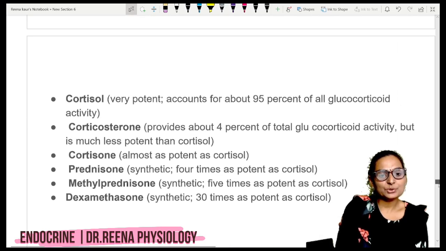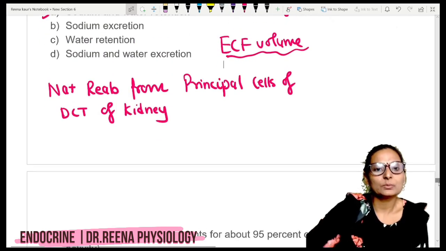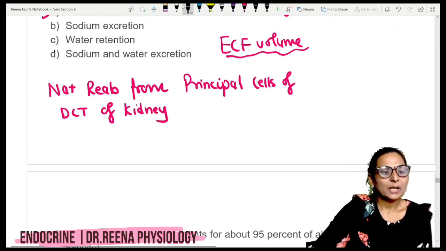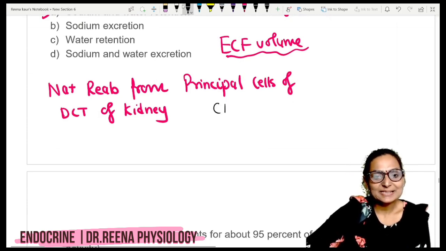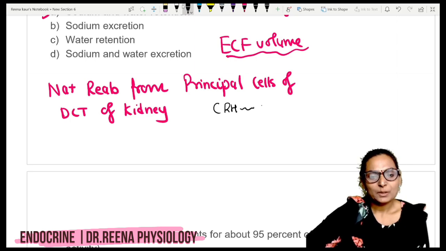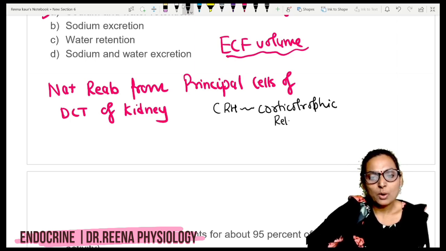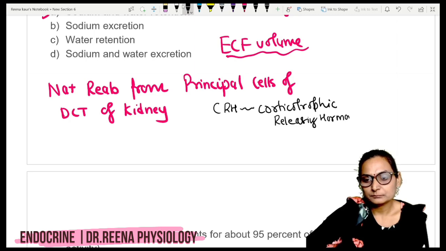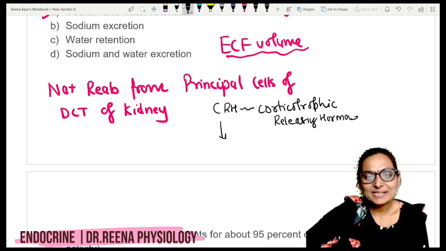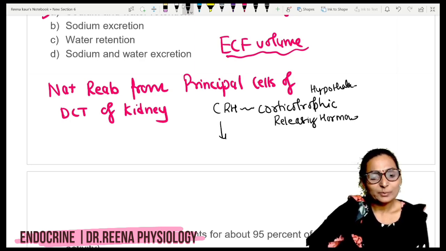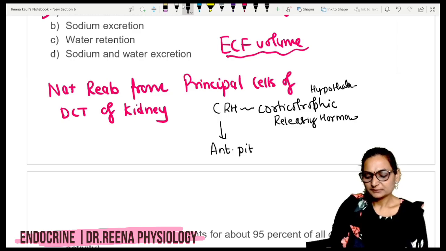Yes, this was an MCQ I gave you. Therefore, I will tell you, okay? I will tell you. Now, remember the regulation. There is CRH. What is this? Corticotrophic releasing hormone, which is coming from the hypothalamus, which is acting on the anterior pituitary.